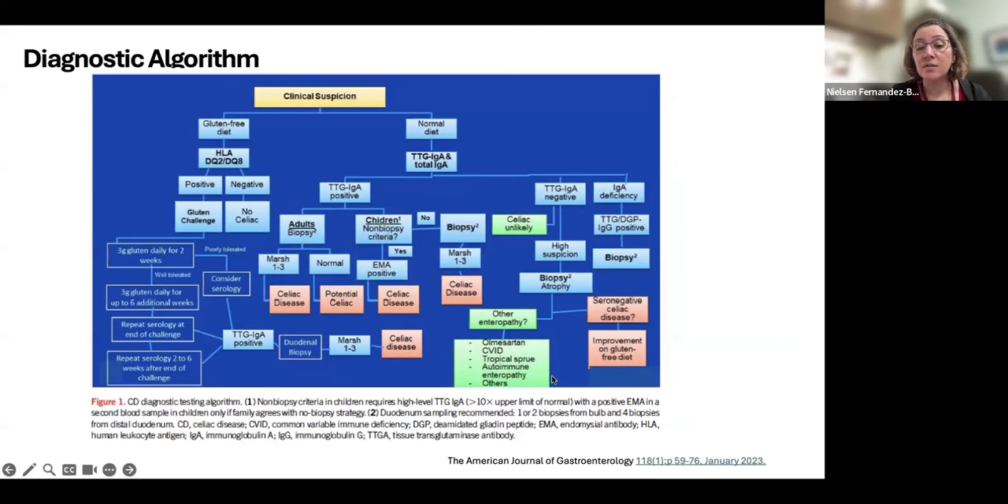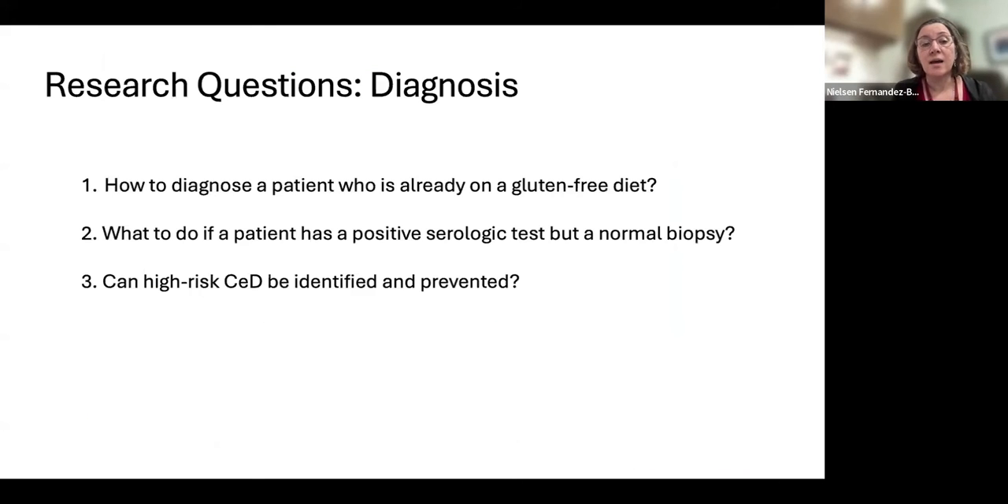But there are other disease entities that can be celiac disease lookalikes that we consider, particularly when there are patients who are not getting better on a gluten-free diet. And that sums up that section. And here are the leading questions that we came up with to discuss. The first being how to diagnose a patient who is already on a gluten-free diet.